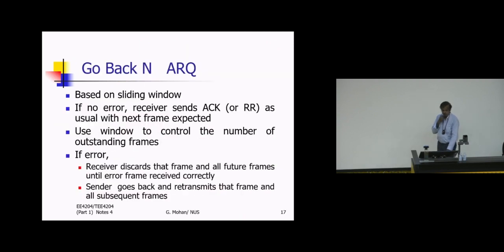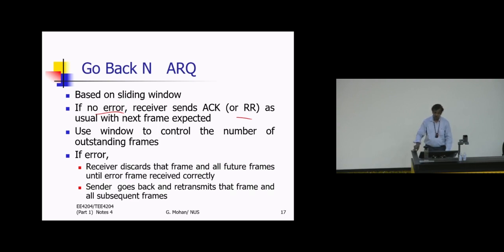So now let's move on to the next type, sliding window based ARQs. There are two variants. One is go back N, the other one is selective reject or selective retransmission. We will spend more time on go back N, then I will highlight the difference between go back N and selective reject. It's based on sliding window, so whatever mechanism we used for sliding window flow control is also applicable for this. If there is no error, like the flow control protocol, it works. So it sends RR acknowledgement frames as usual.